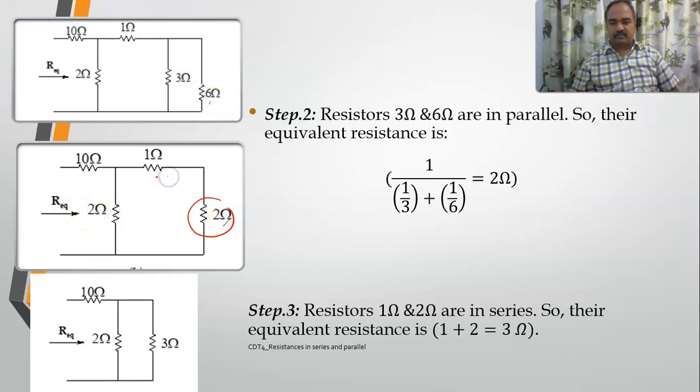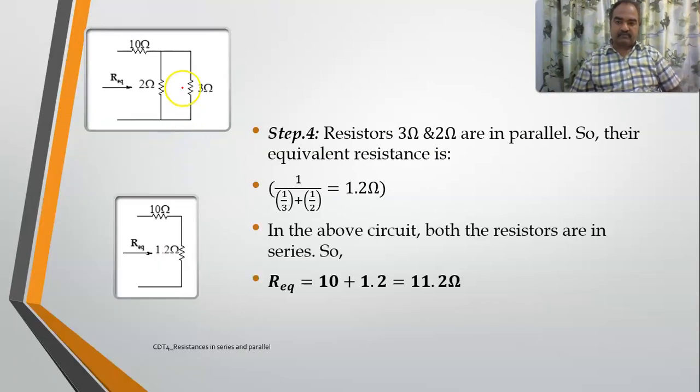So the next step now, 1 and 2 are in series, so I can replace them with 3 ohms. The next step is 2 and 3 are in parallel, isn't it? So if 2 and 3 are in parallel, what is the value? 1 by 3 plus 1 by 2. I'll get 1.2. The next step, both are in series. So I'll get 11.2 ohms. Understood now how to solve the problems?